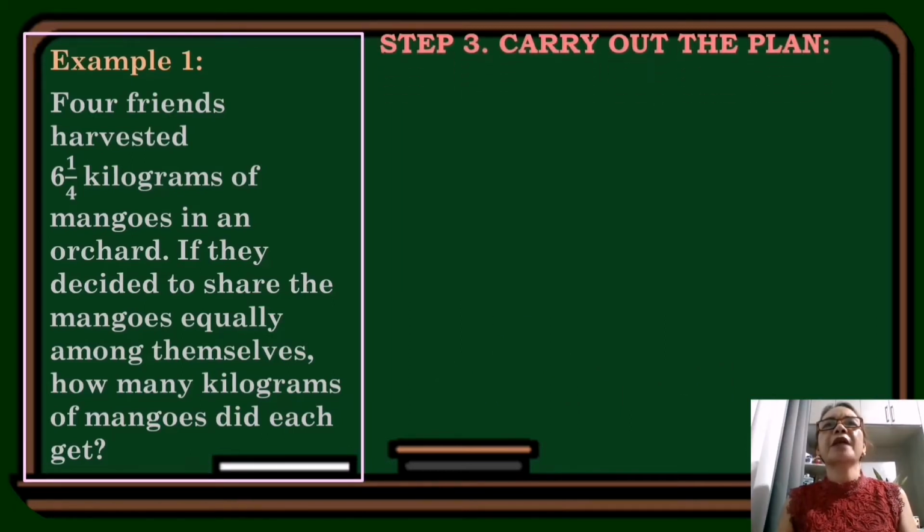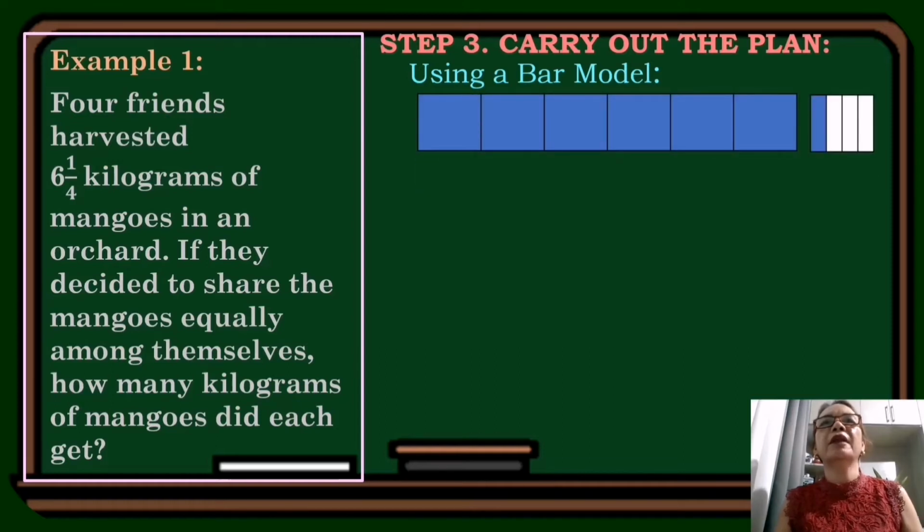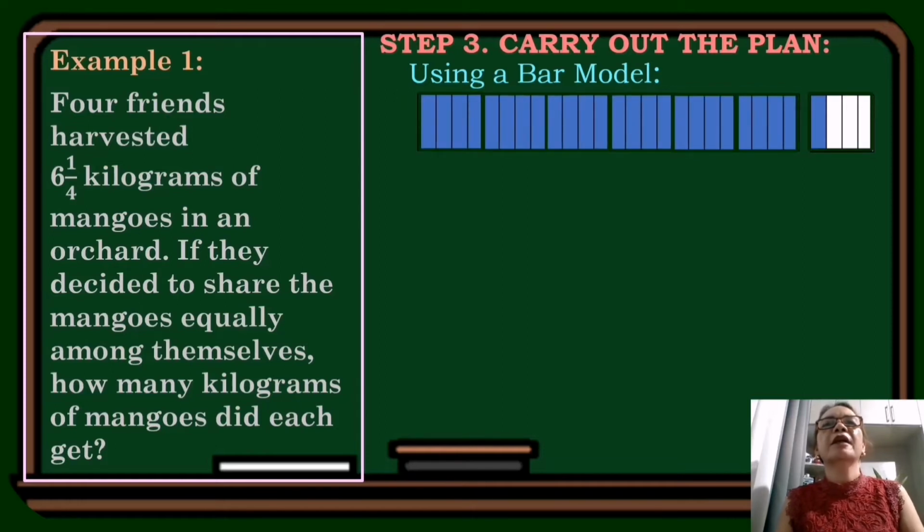The third step is carry out the plan. Here we show the step-by-step solution. To answer this problem, we can use a bar model approach. Using a bar model, we first draw the dividend, which is 6 1/4. Each whole will be divided into 4 equal parts since our fraction is 1/4. So this represents 1, 2, 3, 4, 5, 6 1/4.